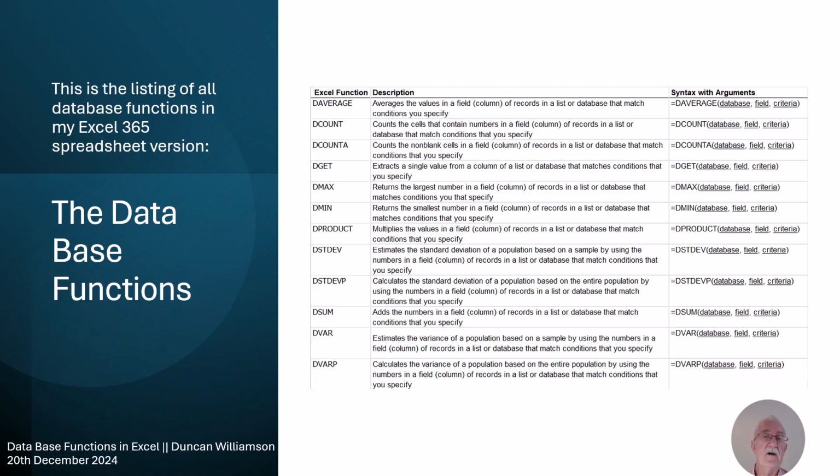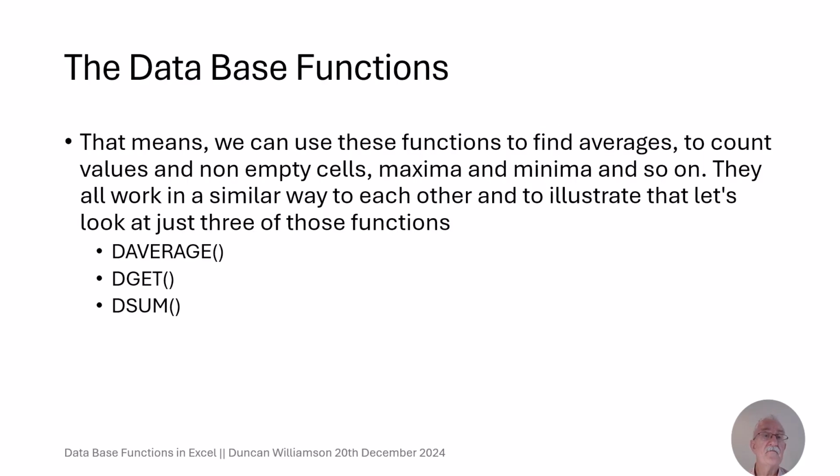So I'm only going to demonstrate 3 of these, but you've got enough information to learn from what I'm doing and then replicate those with all of the other database functions as you wish. So that means we can use these functions to find averages, to count values, to count non-empty cells, maxima, minima, and so on. And they all work in a similar way to each other. And to illustrate that, let's look at just 3 of those functions. Actually, DGET is a little bit different from the other 2.